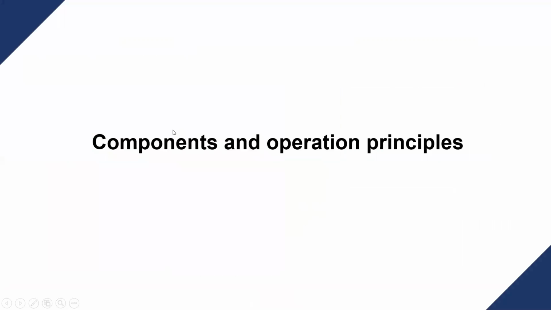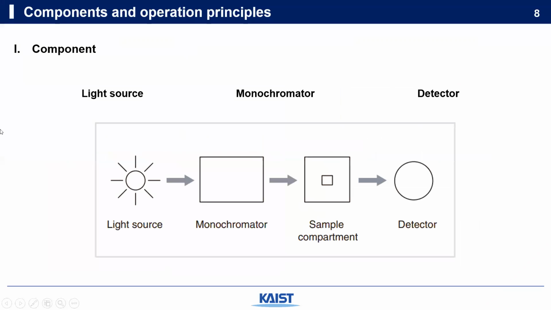In this chapter, I'll talk about components and operation principles in detail. Now I'll tell you about the structure and operation principle of the spectrometer. The spectrometer is largely composed of 3 components: a light source, a monochromator, and a detector.